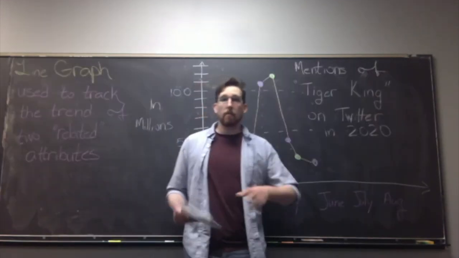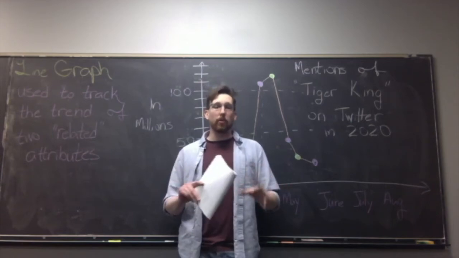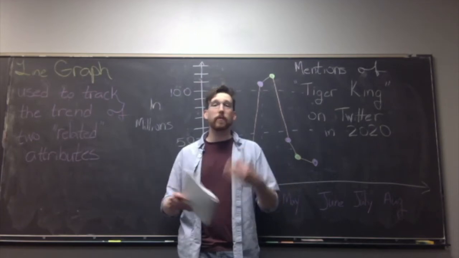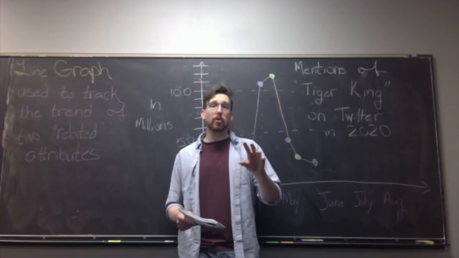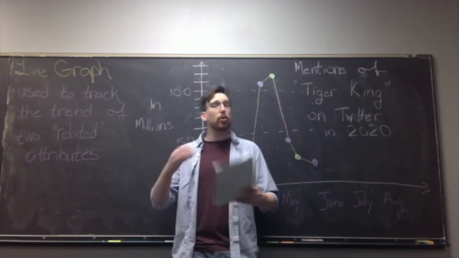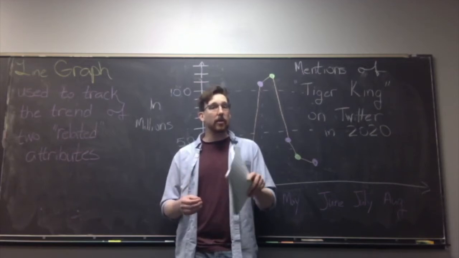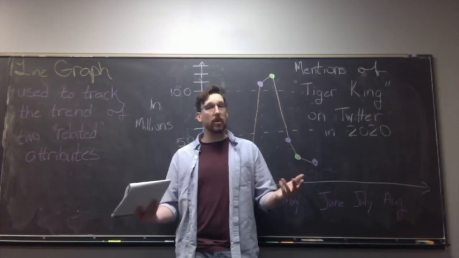So, before we start talking about estimating with line graphs, let's first really quickly review what a line graph even is. A line graph, by definition, is just another visual representation, as with all graphs. But in this case, what we're trying to do with a line graph is track the trend between two related attributes. Having said that, let's look at an example of how we might estimate things using line graphs.